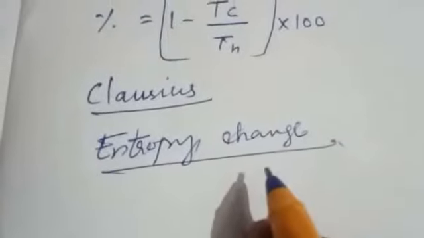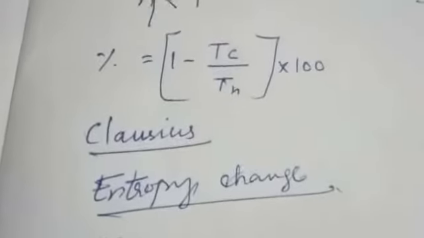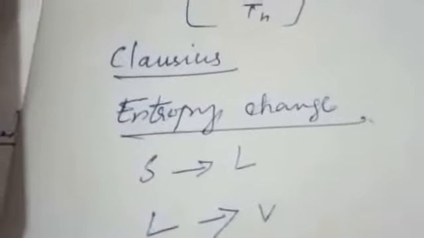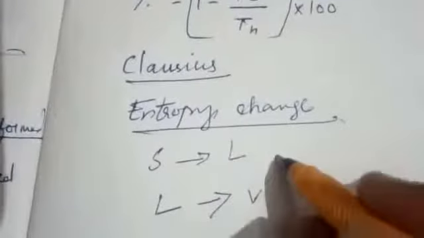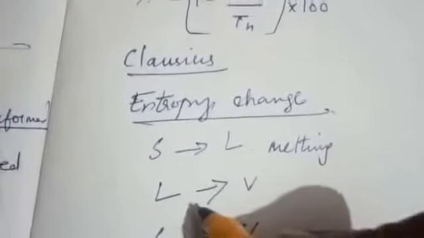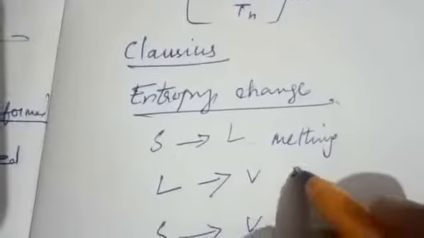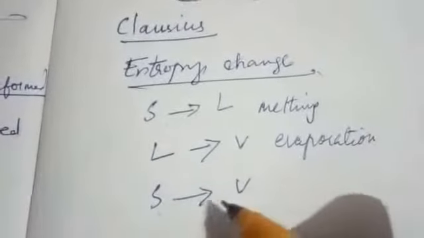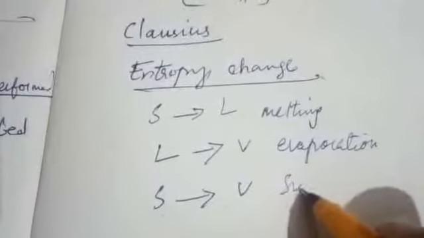Next, entropy change. Entropy change means a change of state: solid to liquid, liquid to vapor, and solid to vapor directly. Solid to liquid is called melting. Liquid to vapor is called evaporation. Solid directly to vapor is called sublimation.